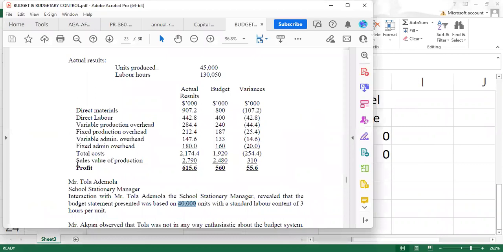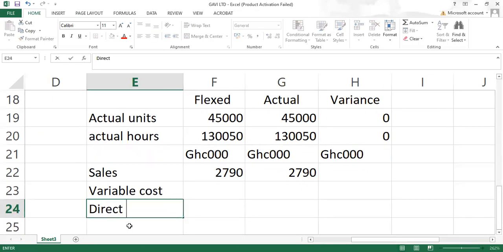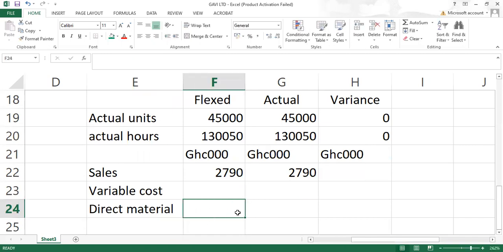You see, they have put profit here, isn't it? So what we have to do is prepare this like a profit statement. So we have variable cost. The first item that will come is direct what? Material cost. Okay. So what is the actual?